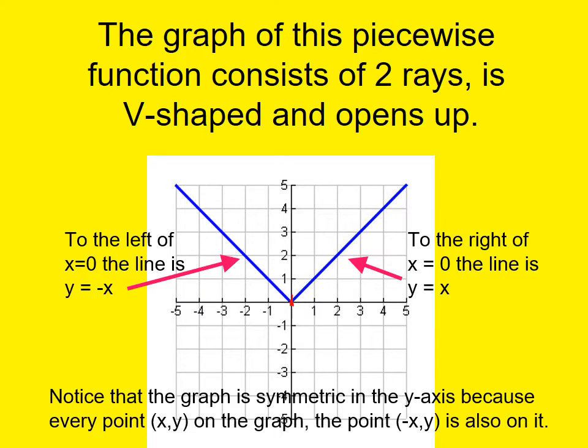Notice that this graph is symmetric in the y-axis. It's symmetric right here along the y-axis, because every point (x, y) has a corresponding point (opposite of x, y), or (negative x, y), on it as well. So (2, 2) has (negative 2, 2), and so on.